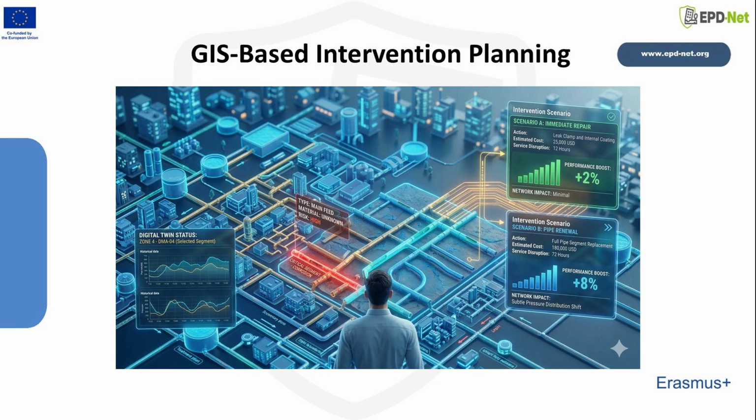GIS also supports maintenance planning by aligning leakage interventions with scheduled maintenance activities. By integrating spatial analysis with operational planning, utilities can improve coordination between teams and increase the efficiency of intervention efforts.